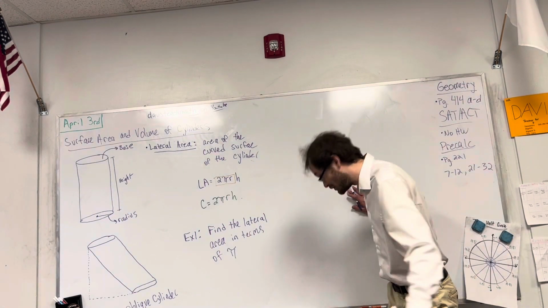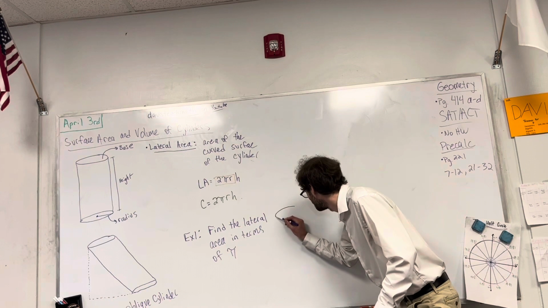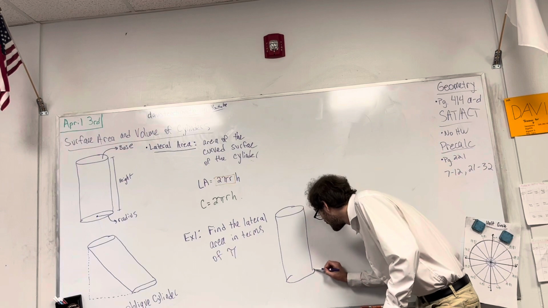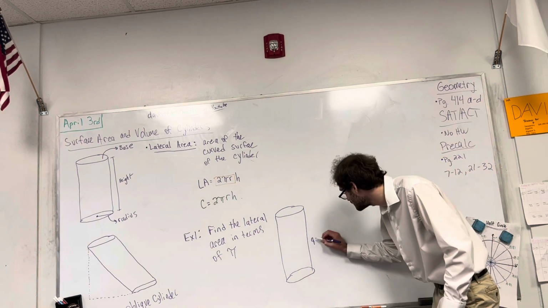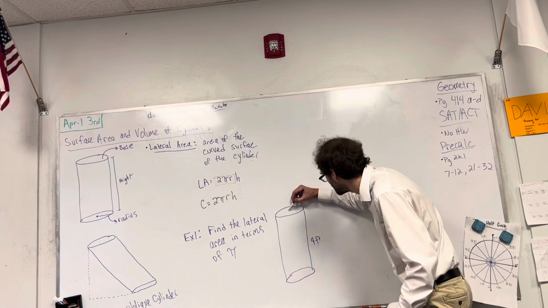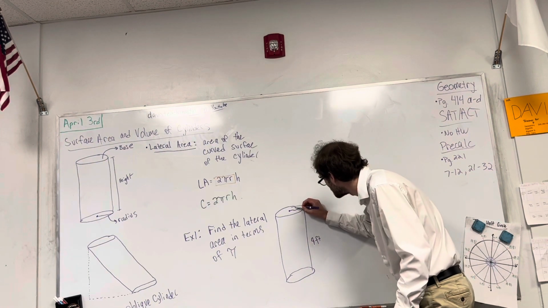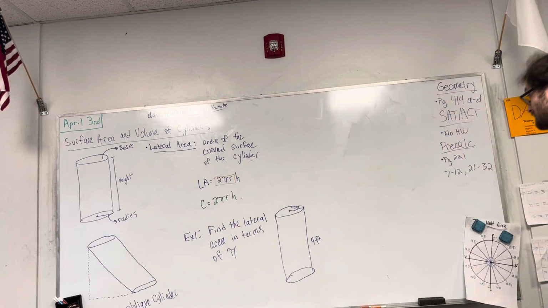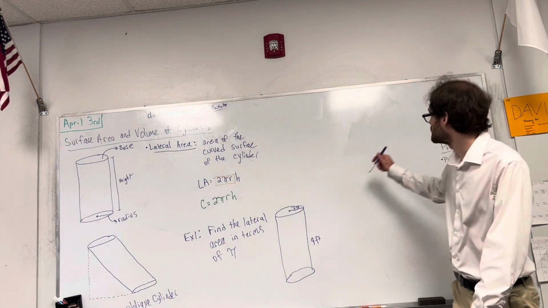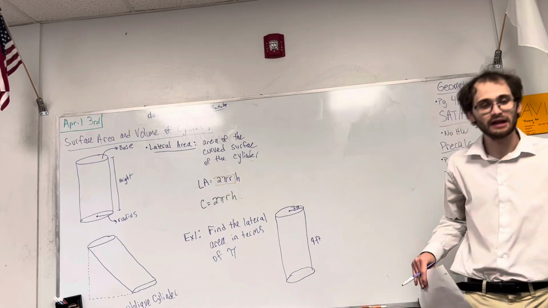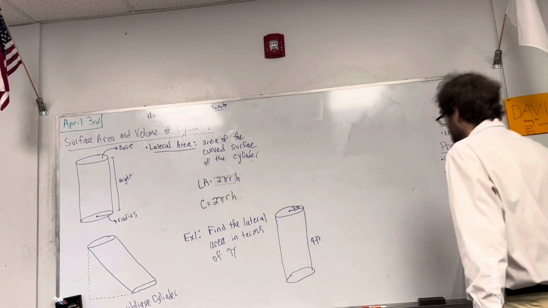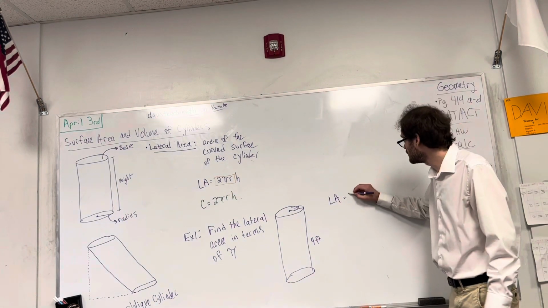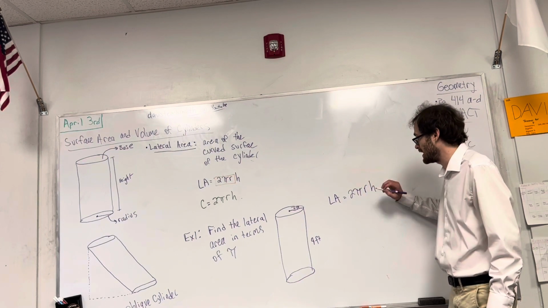Let me not trip over my new box. Okay, then we got something like this going on. We have a height of 9 feet and a radius of 4 feet. And again, anytime you're working with a new formula, write that formula down. It helps so much with remembering it, working with it, feeling comfortable with it. So my formula here, LA equals 2 pi RH.